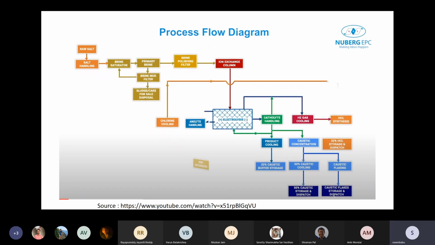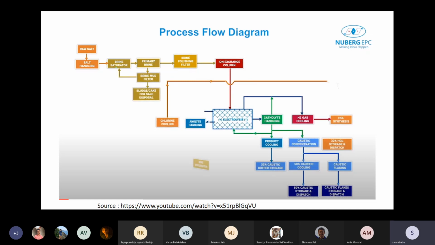So this is the industry flow diagram. I've taken this industry flow diagram from an industry, a company in Dubai. They take raw salt, and through the salt handling process, they produce a brine saturator. They want to produce a saturated brine solution.